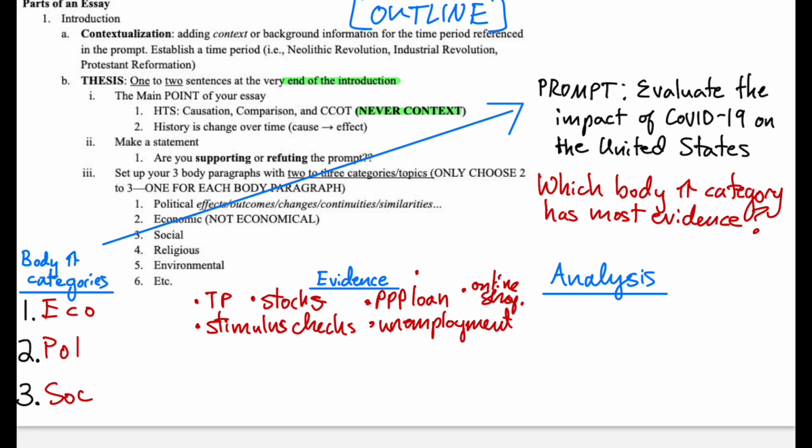Price gouging, like we saw with hand sanitizer. So already my eco body paragraph is looking pretty strong. Now moving on to political evidence. We could talk about unrest over topics like masks and vaccinations and school shutdowns.